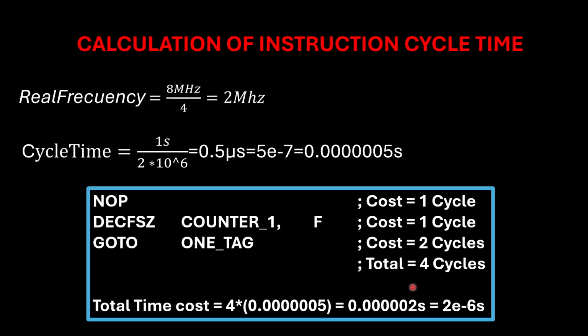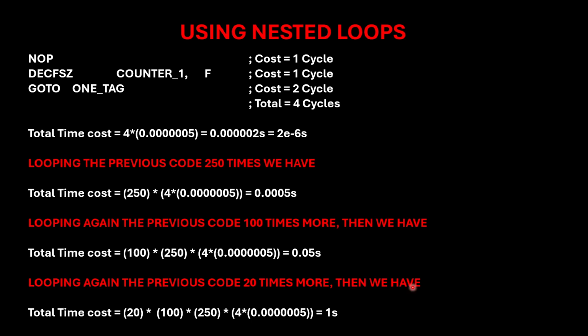And by using loops, we can multiply this 0.000002 seconds many times. So if I go here and start using nested loops, we have the 3 lines of code that we reviewed earlier, and then we have the total time cost. Okay, but what if we loop the previous code 250 times? Then we have to multiply this by 250 times, and our new total time cost will be equal to 0.0005 seconds. This is closer to the 1 second that we need, right? But we're still not there.